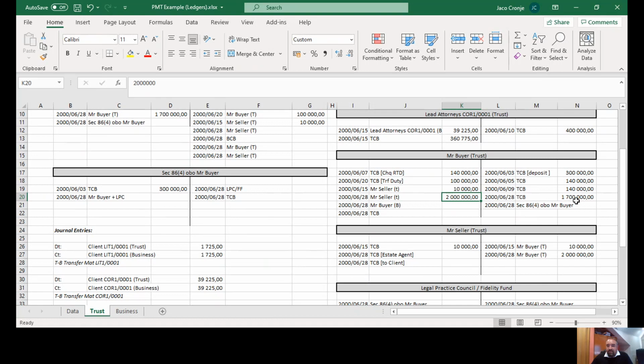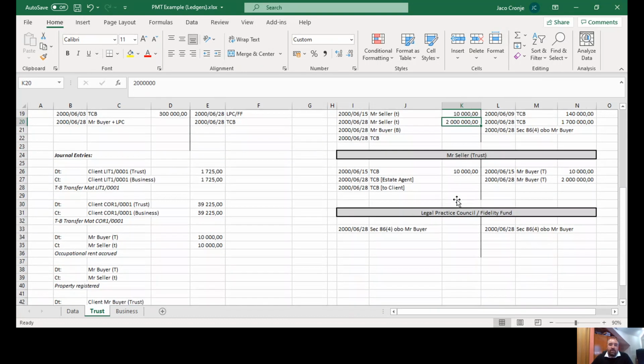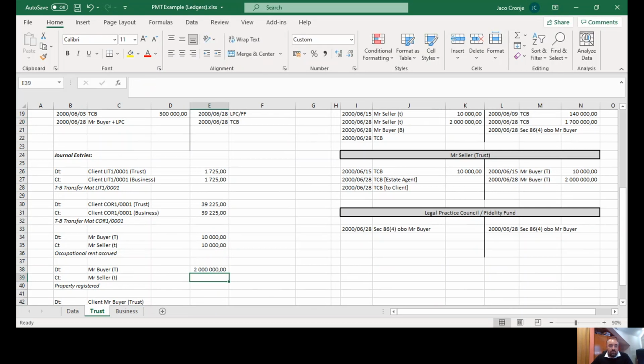So whatever he's got left in his trust, less the fee, we move to Mr. Seller's account. Now again, was this a cash flow transaction? Did I pay the 2 million into my trust or out of my trust back into my trust? No, it's simply a journal entry. So to do a journal, it's a non-cash. So we debited Mr. Buyer. We said we're taking 2 million out of your account. And Mr. Seller, we put 2 million in your account.